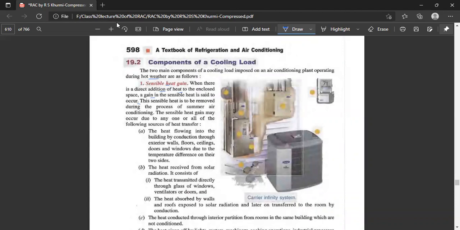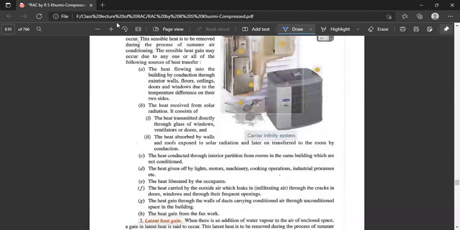The heat flowing into the building by conduction through the walls, floors, ceiling, and windows. Heat received from solar radiation. It consists of the heat transmitted directly through the glass of the windows, ventilators, and doors, and heat absorbed by the walls and roofs exposed to the solar radiation, which is then transferred to the room by conduction. So what is solar radiation? Heat flowing into the building by conduction through external walls, floors, ceilings, and heat received from solar radiation, from the sun.